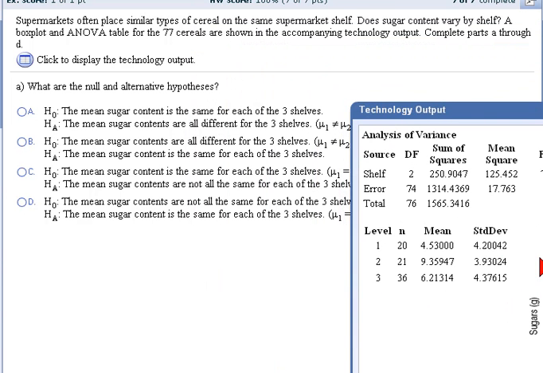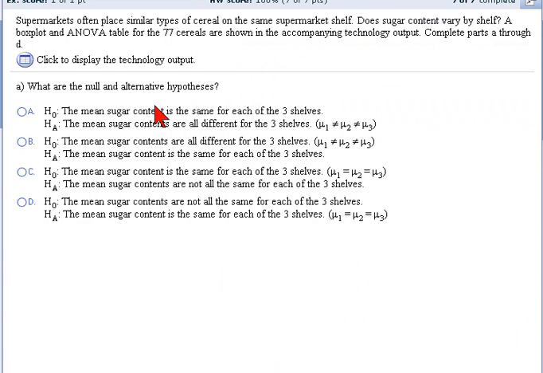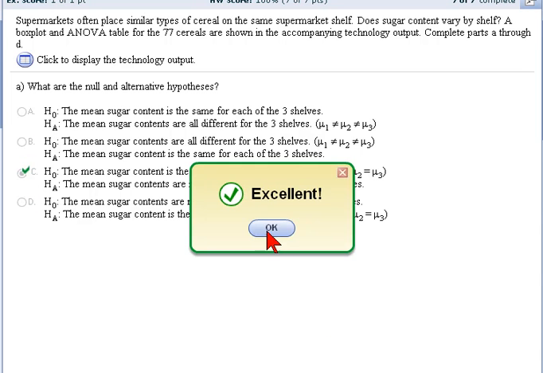Okay, so let's look at this. It says, what are the null and the alternative hypothesis? Well, remember for an ANOVA, the null is always that they're the same, the mean sugar content is the same, and the alternative is that it's not all the same. So that's going to be choice C.